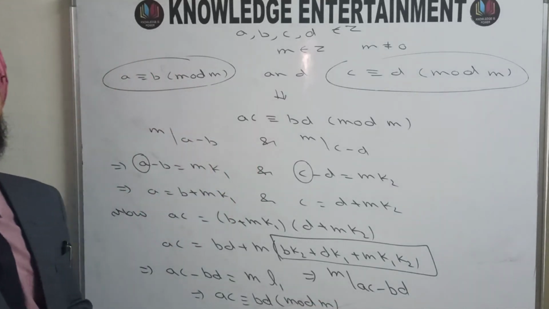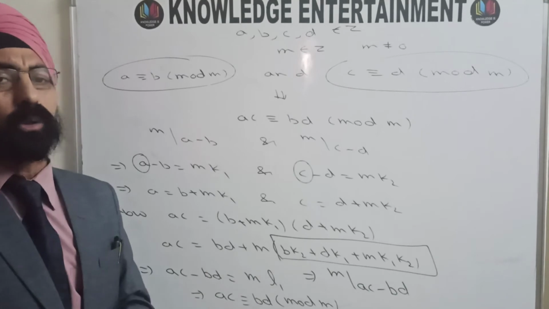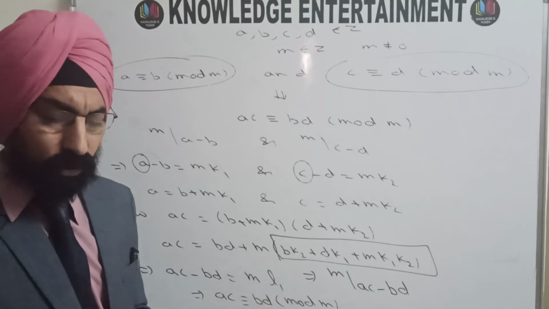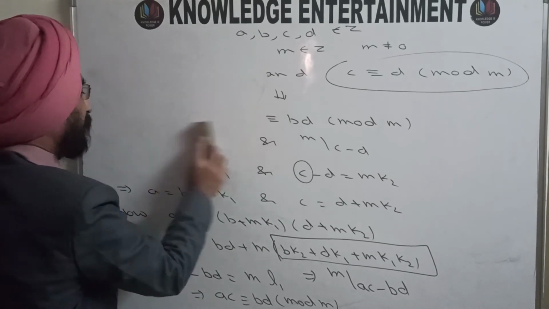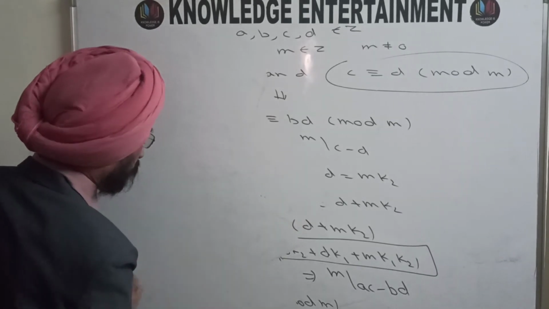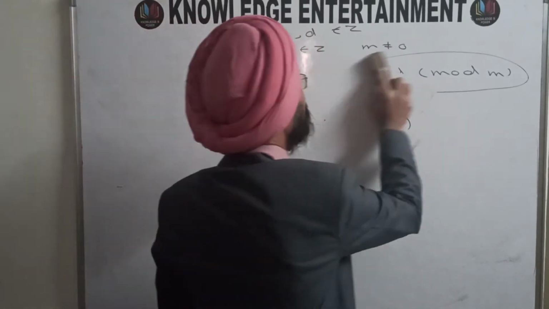So if A is congruent to B modulo M and C is congruent to D modulo M, then the product AC is congruent to the product BD modulo M also. So this was another very good result, which will be used later on in the chapter of congruences, when we will be dealing with some typical questions.